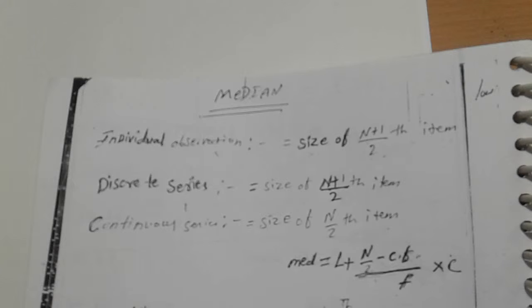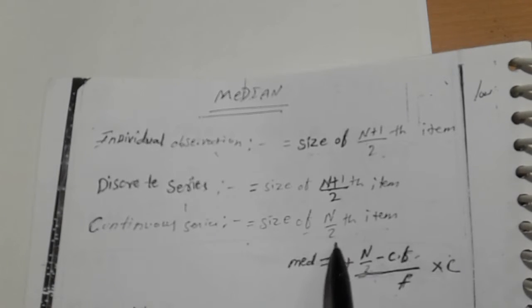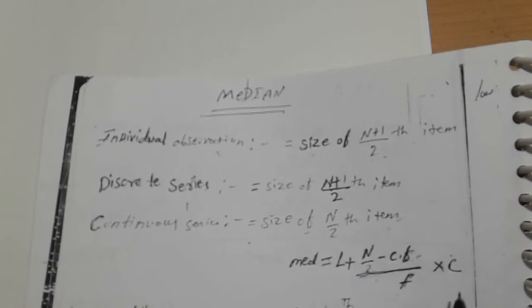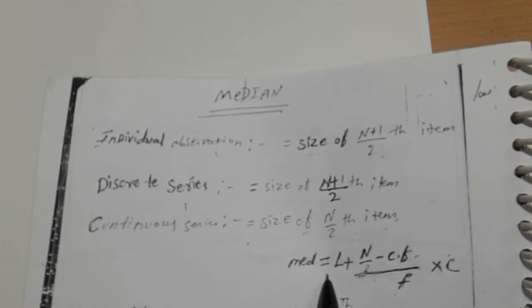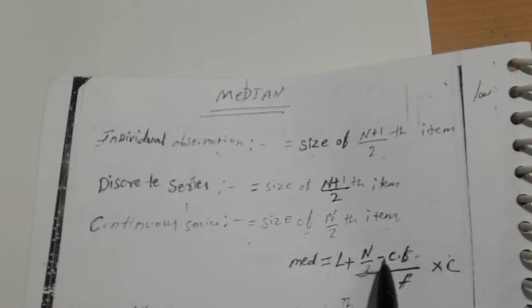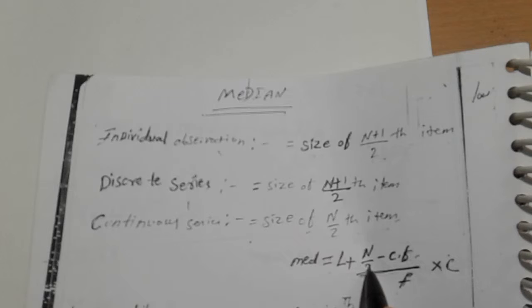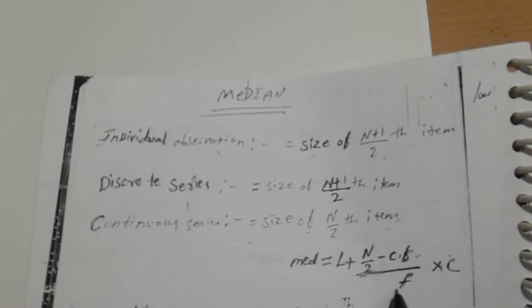Now again we have to calculate with a separate formula: size of the lower item plus, size of the higher item minus size of the lower item, into the fractional value. But in continuous series, the size of n divided by 2 item is used, and then a long formula should be applied. Median is equal to L plus (n divided by 2 minus CF) divided by F, into C. This is the long formula for continuous series.